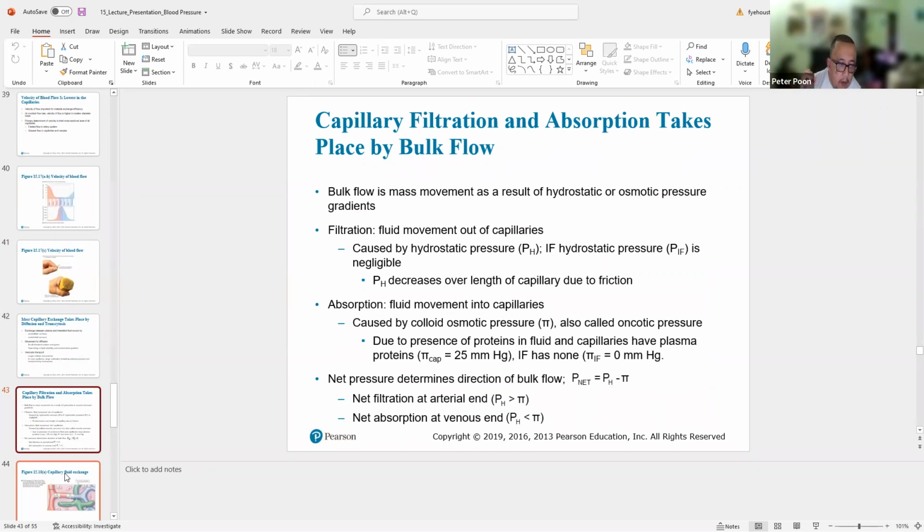Okay. So there are two things going on in the capillary simultaneously. There is hydrostatic pressure and osmotic pressure. Hydrostatic pressure is the pressure of standing water. You learned that earlier.